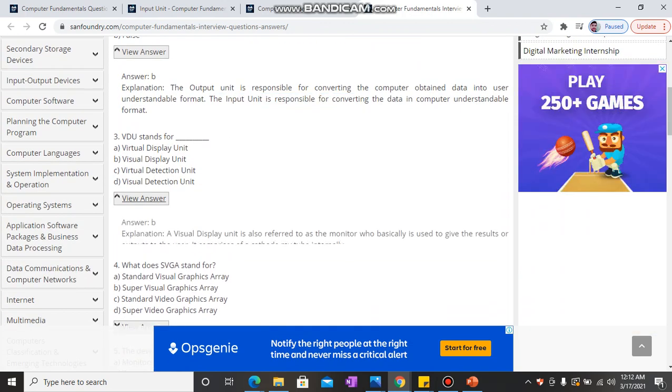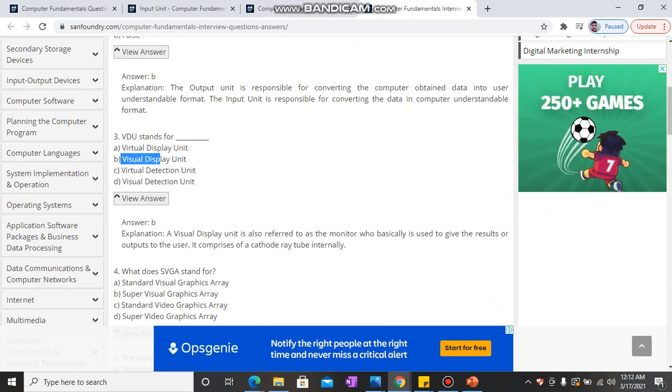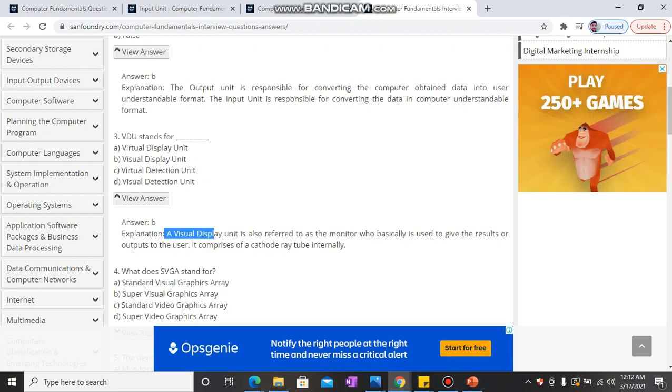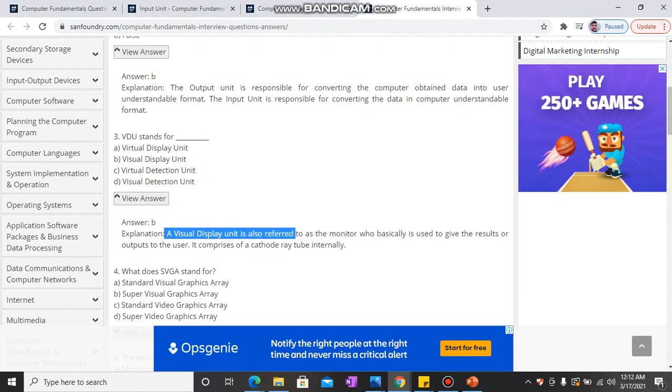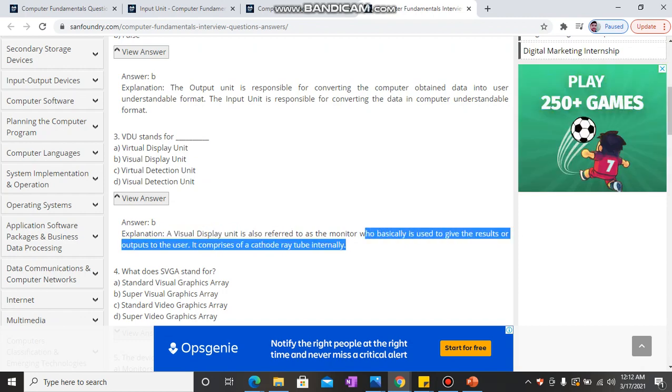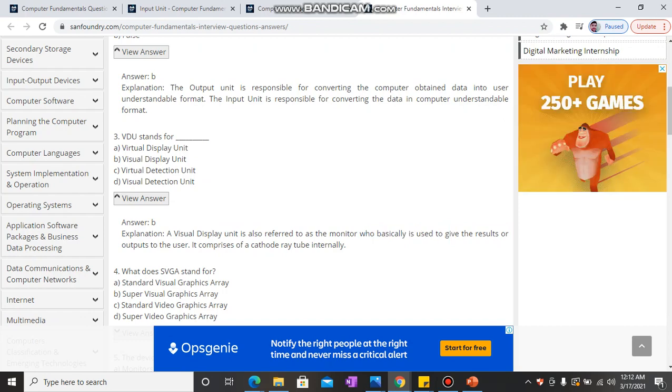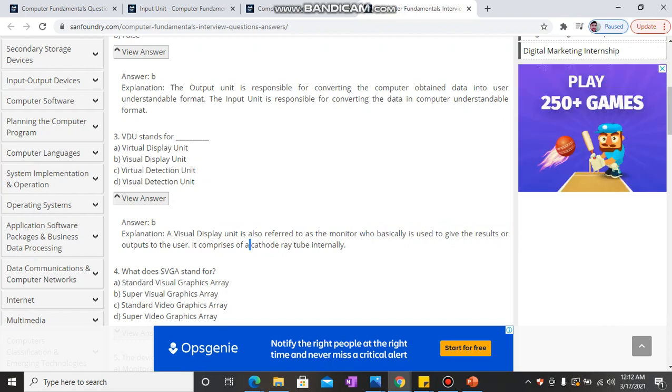So VDU stands for visual display unit. Explanation: a visual display unit is also referred to as a monitor, which basically gives the results of output. It comprises the cathode ray tube, CRT. You might have heard about it.